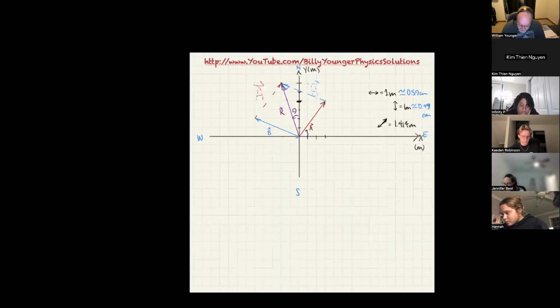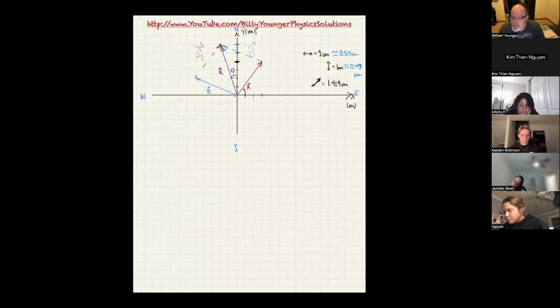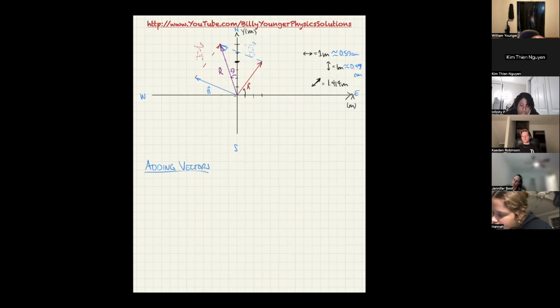Okay. So our rule is if the vectors are tail to tail, well, let me write both rules. Adding vectors graphically. Head to tail.